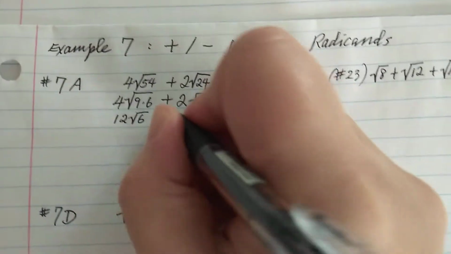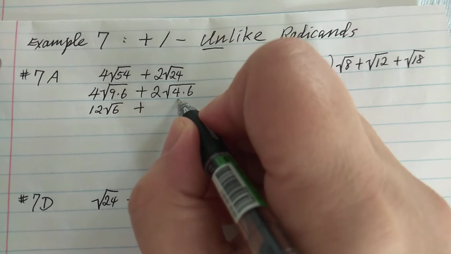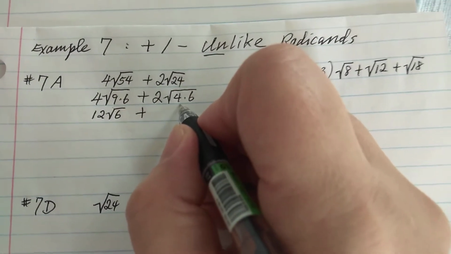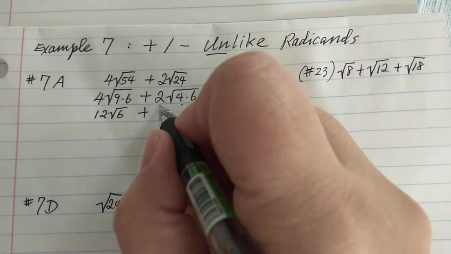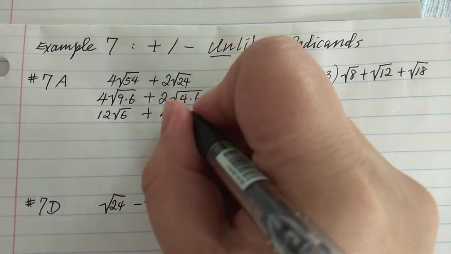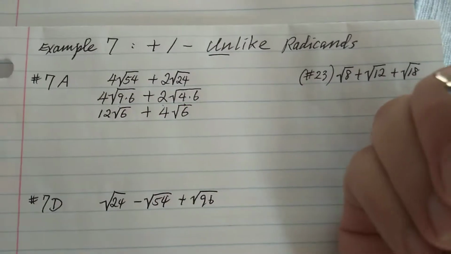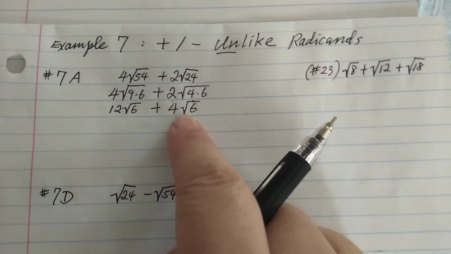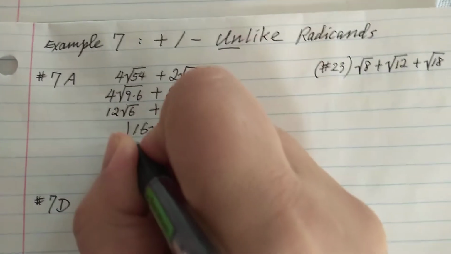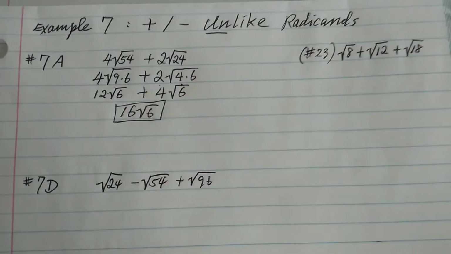You have the 6 inside the radical sign still, plus. And then this 4 is also a perfect square, so you can find the square root of that, which is 2. You take 2, and then you multiply by this 2 that's already here, and you get 4. And you still have a radical 6. Now, these two terms have the same radicand, so you can add them together, and here's your answer.